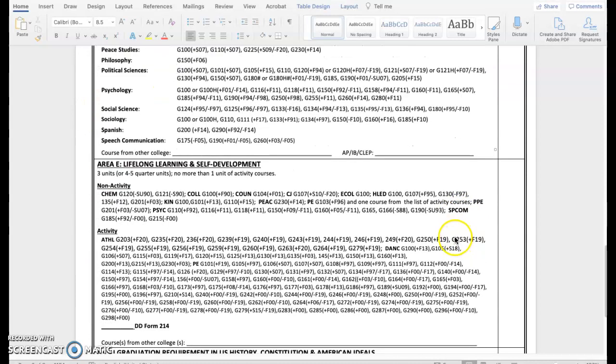Lastly is Area E. In this area, I need to have 3 units with no more than 1 unit of activity classes. So you'll see that there are a lot of different PE classes that are here, but unfortunately we can only use 1 unit. So you will still need to choose at least 2 units from this non-activity area.